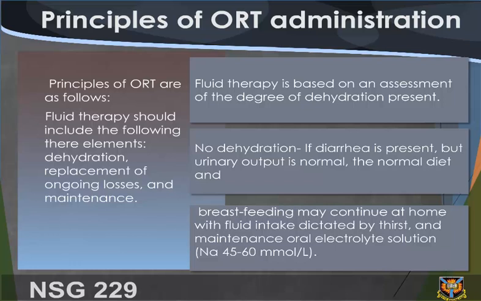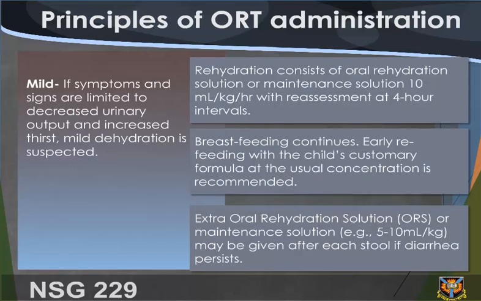The normal diet and breastfeeding may continue at home, with fluid intake dictated by thirst and maintenance oral electrolyte solution, Na 45 to 60 mmol/L. Mild: if symptoms and signs are limited to decreased urinary output and increased thirst, mild dehydration is suspected. Rehydration consists of oral rehydration solution or maintenance solution, 10 ml/kg/hour with reassessment at 4-hour intervals.